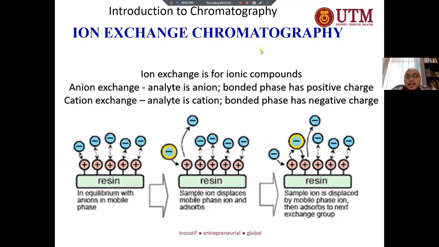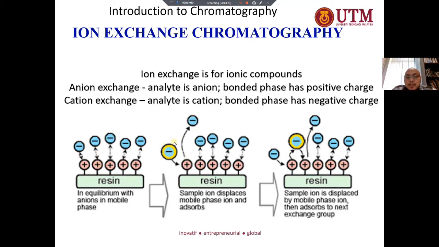The application of ion exchange chromatography, the precise example is ion chromatography, or IC. For example, in anion exchange ion chromatography, we will have a mobile phase that is also anionic in nature. First, the anionic mobile phase will interact with the surface of the bonded phase. When you introduce the analyte, it will displace the analyte.